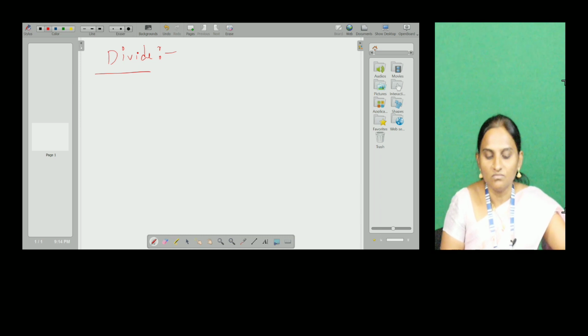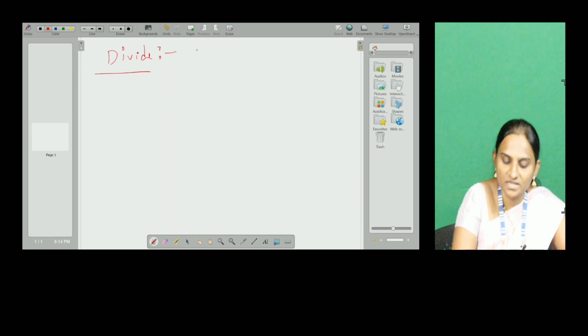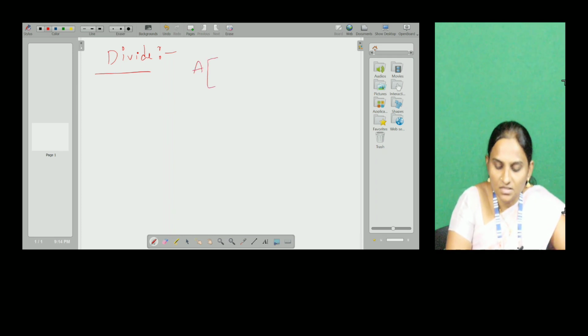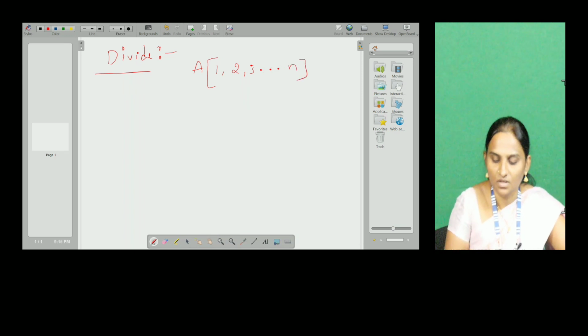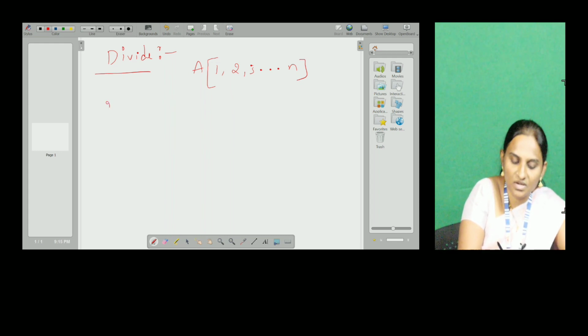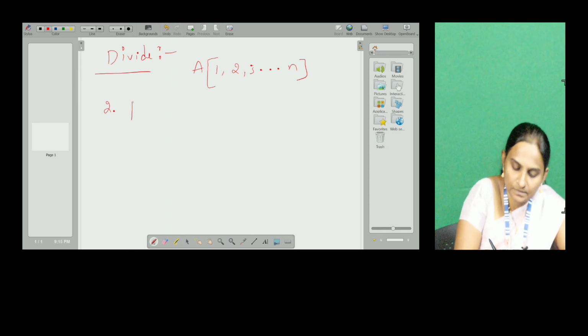For the partitioning of the list of elements into sublists, first we have to read the list of elements into an array. For example, the array name is A. In this array we store the list of n elements: 1, 2, 3 and so on up to n. So the first point is to read the list of elements into the array. After reading them, from this list of elements we have to pick one element, which is called the pivot element.